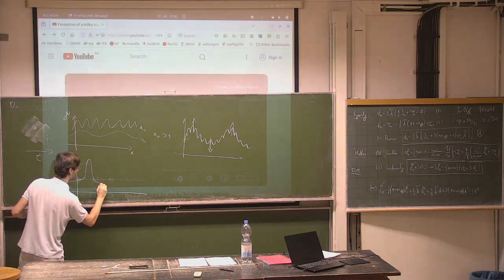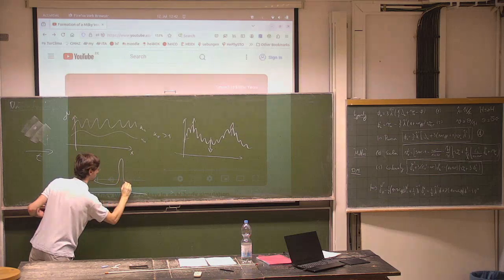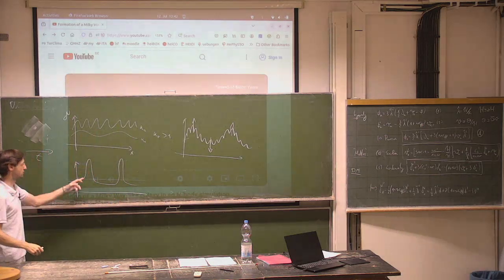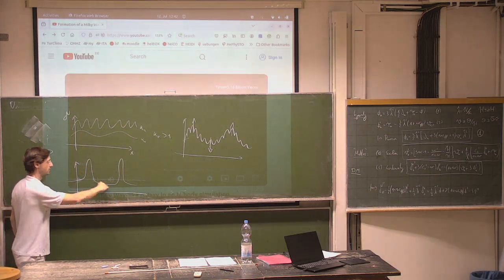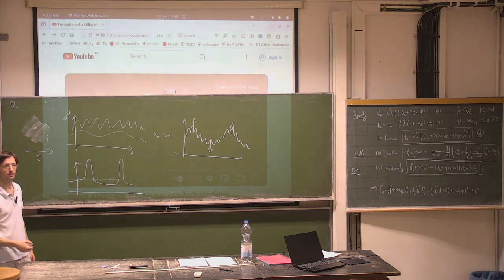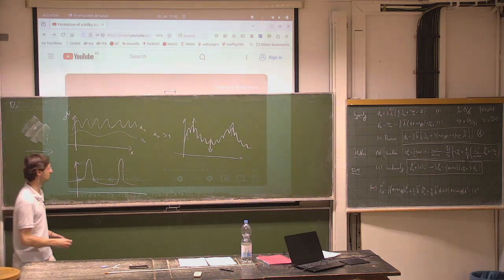For example, if we have these two structures collapse, that's what we are going to have. You see, that's very different from the superposition of waves. We are in the nonlinear regime.